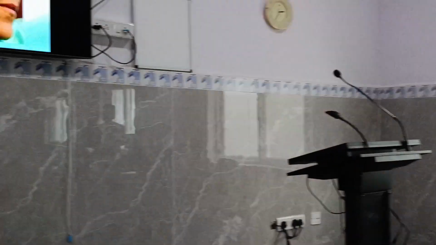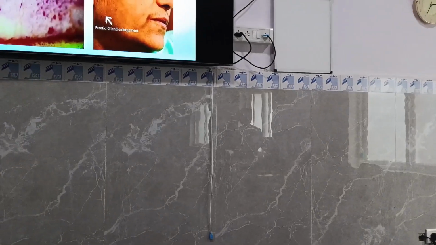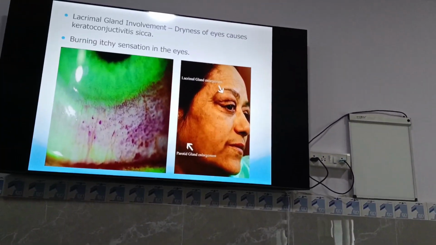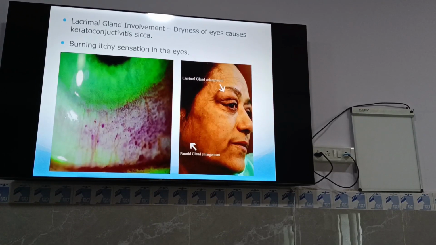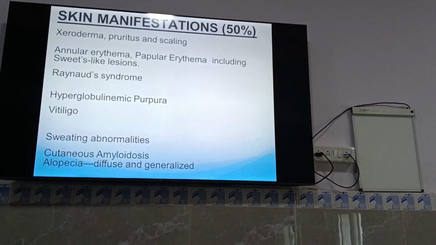See the lacrimal gland involvement. Dryness of the eyes causes keratoconjunctivitis sicca and a burning, itchy sensation in the eyes. See the edema here, the upper eyelid edema. So these are very common here. The parotid gland enlargement is also here. It is almost like a spot diagnosis. So you have to suspect Sjogren's when you see such people. And when they open the mouth, they will have some caries teeth, dry mouth, etc.